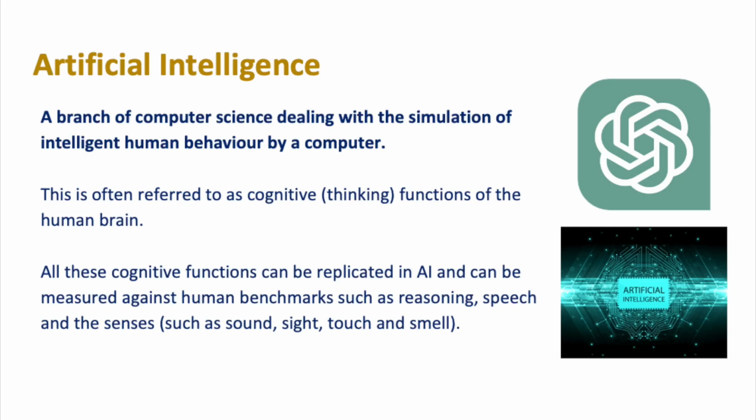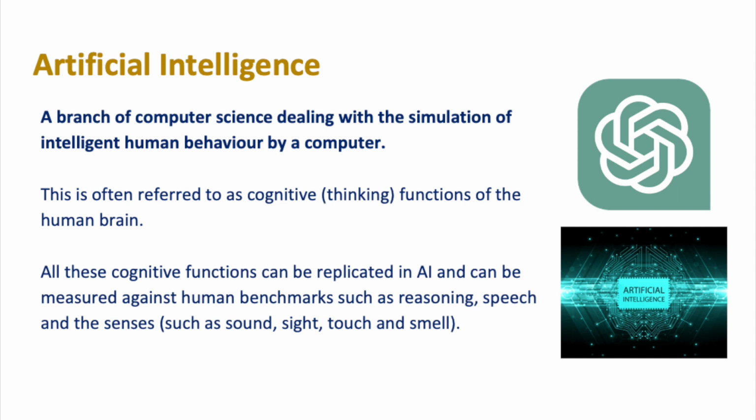Artificial intelligence is a branch of computer science dealing with the simulation of intelligent human behavior by a computer. Now, this ability to think is often referred to as cognitive functions of the human brain. Now, cognition basically means an ability to think. All of these cognitive functions can be replicated in AI and can be measured against human benchmarks such as reasoning, speech, the use of senses like sound, sight, touch, and smell. We can digitize all of that and we can program a computer to recognize it and then act upon it.